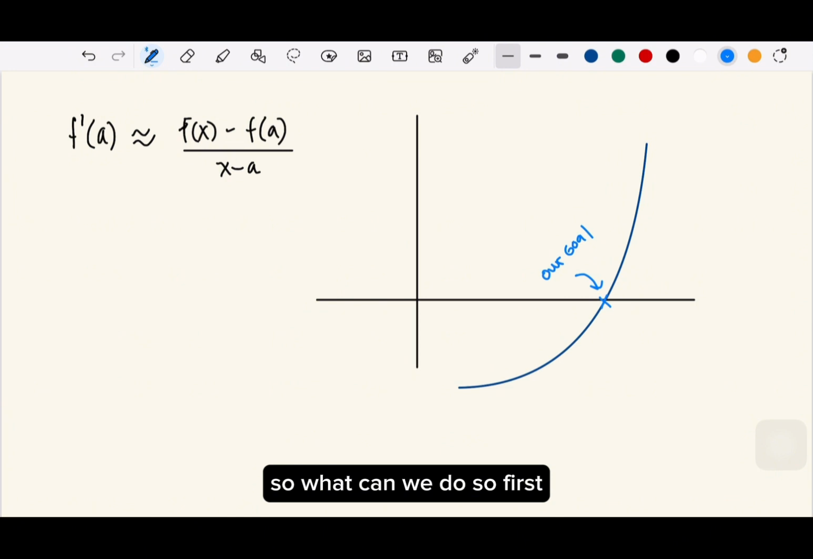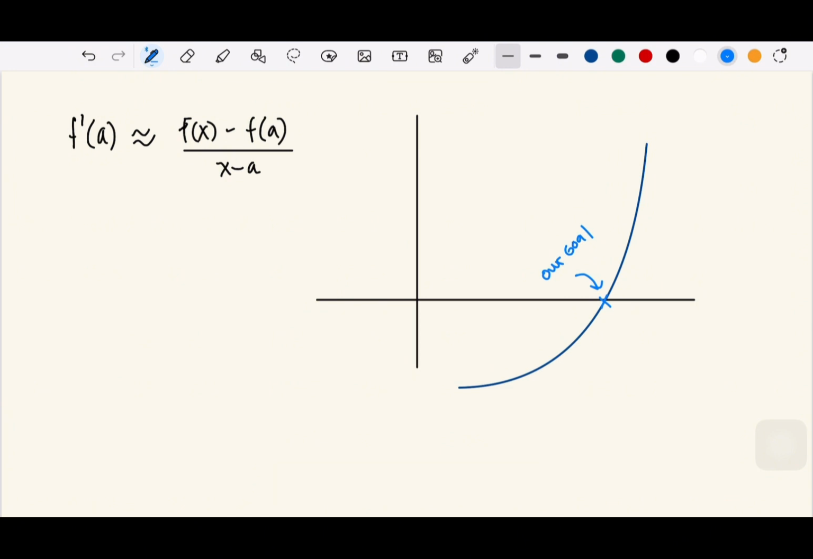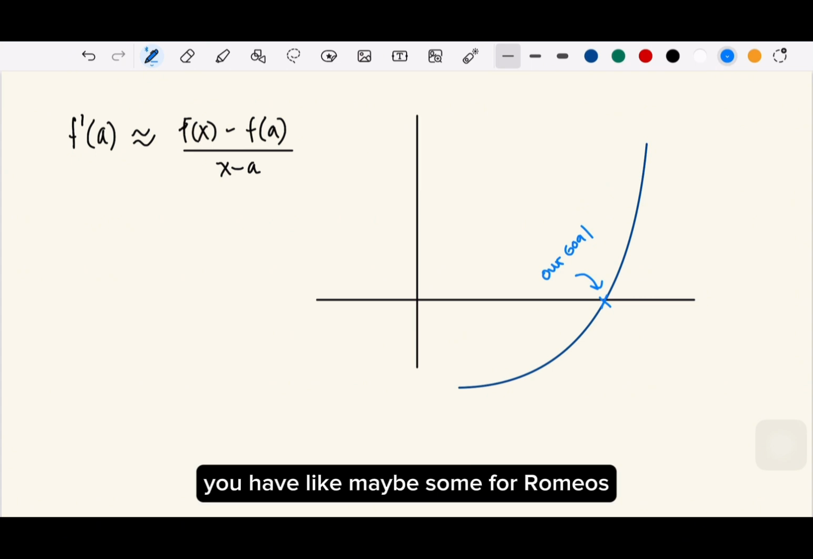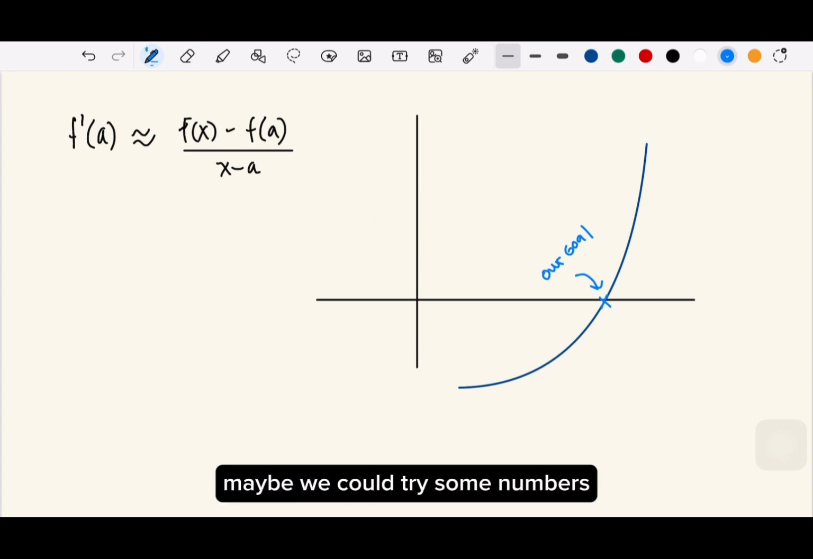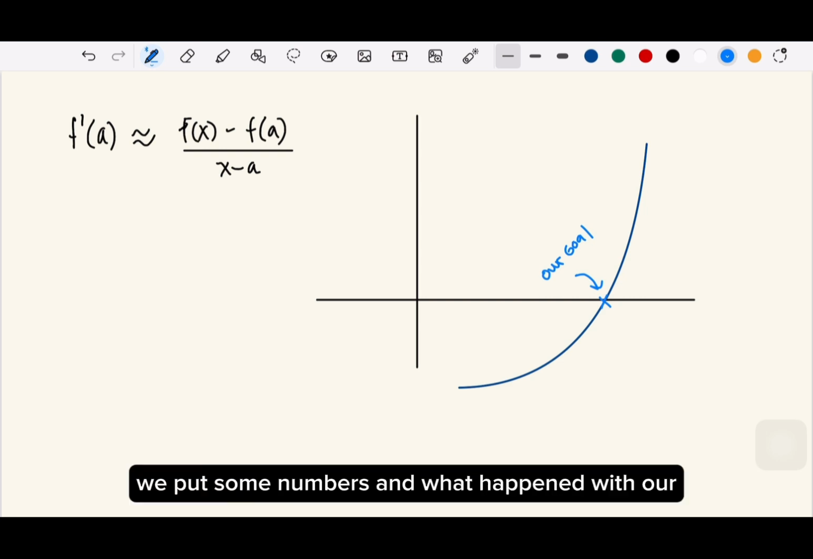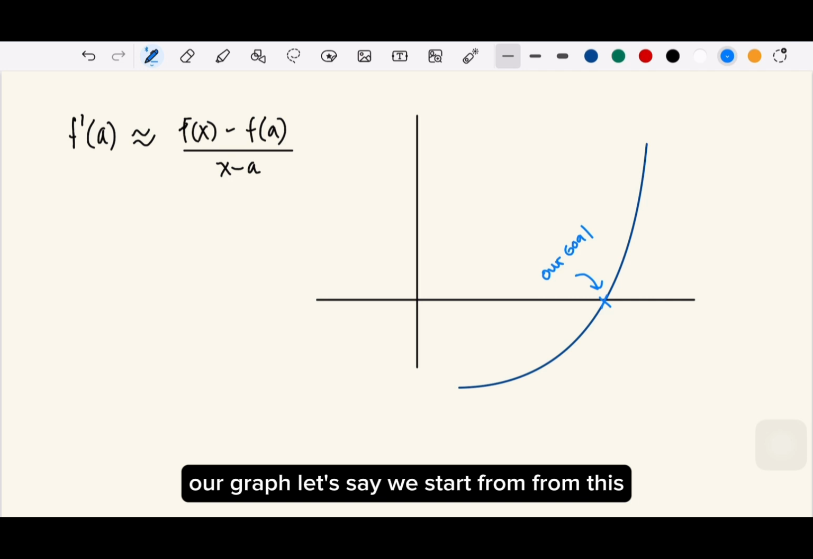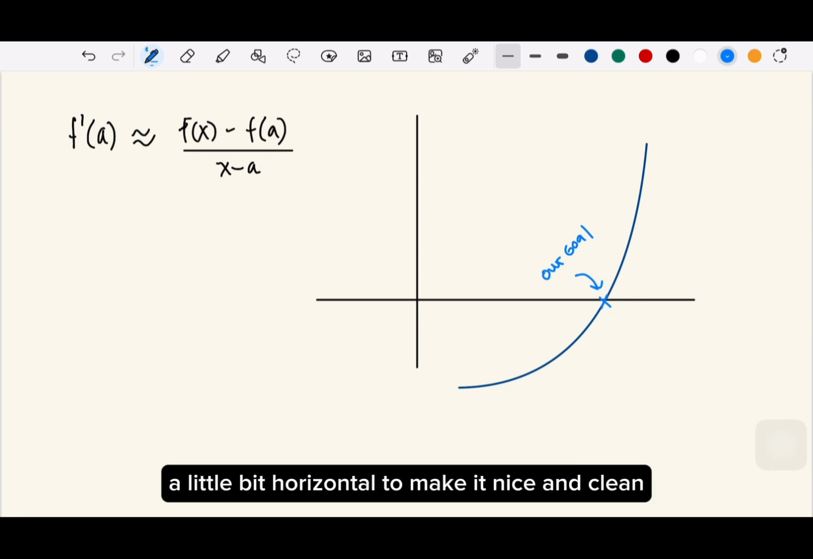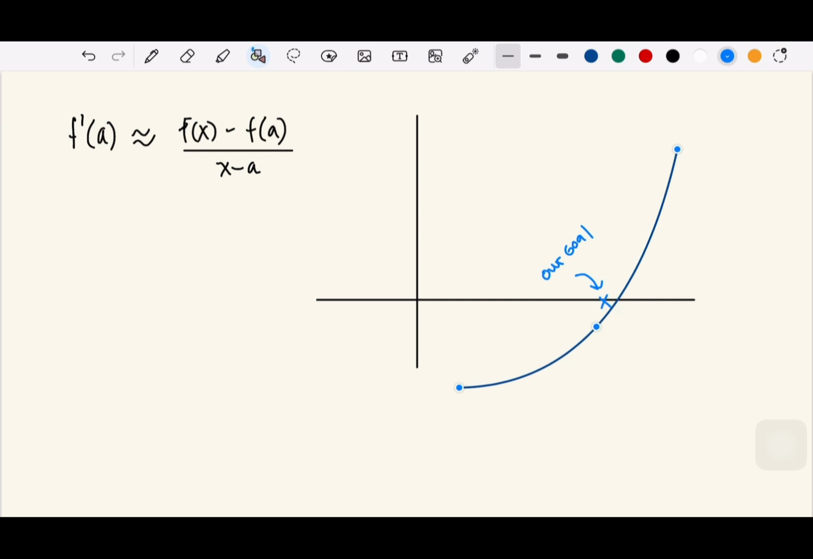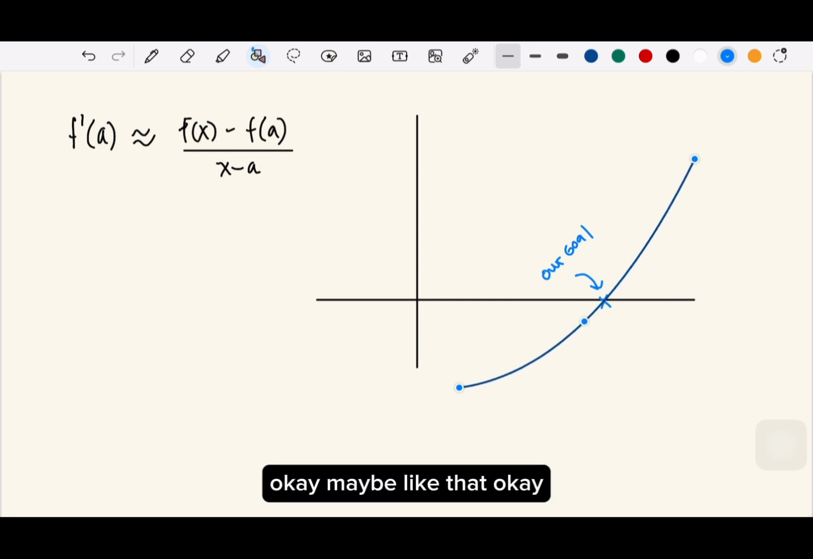So what can we do? First, you have maybe some polynomial. Maybe we could try some numbers. We put in some numbers, and what happens with our graph? Let's say we start from this. Maybe I will make it a little bit horizontal to make it nice and clean. Okay, maybe like that.